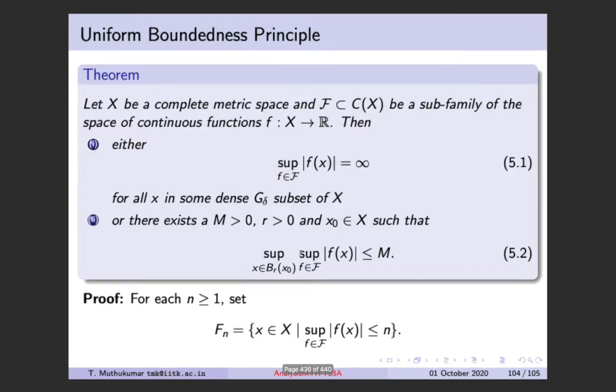So what is the proof of this? First, you define a set F_n, which is the set of all x such that the supremum of the modulus of f of x is less than or equal to n. So we need to show this or this. We start with this definition and look at all x such that the supremum of the modulus of f of x is less than or equal to n.